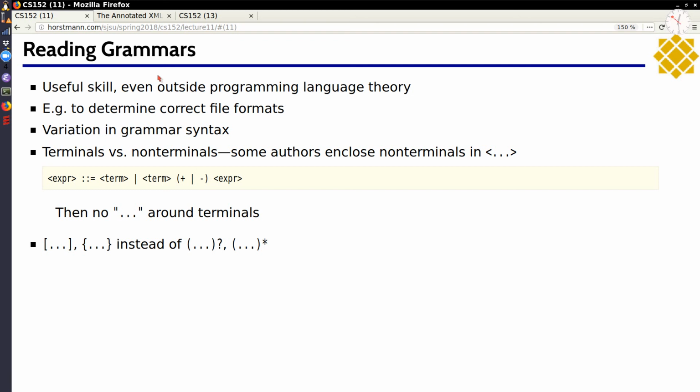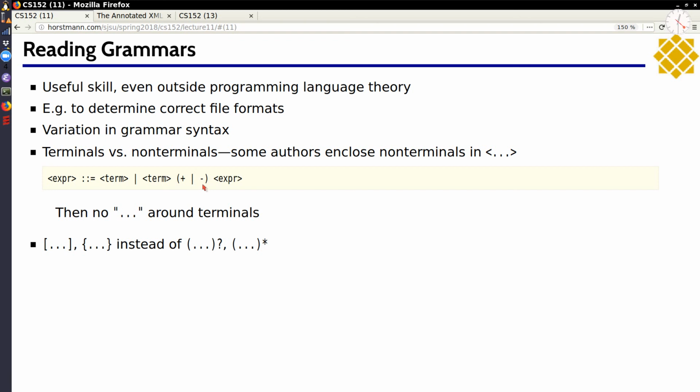You need to figure out which ones are the terminals and which ones are the non-terminals. What we've always done is we say the non-terminals don't have any delimiters around them, and the terminals we put in quotes. But that's not always done. It's common to put the non-terminals in some delimiter, and the angle bracket is very common. So if you see angle bracket expr, that would be a non-terminal. And then the terminals, here the plus and minus, would just be written as themselves without any quotes.